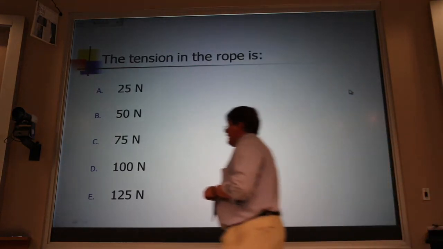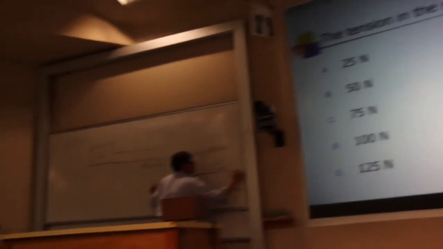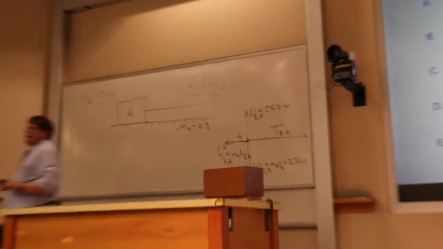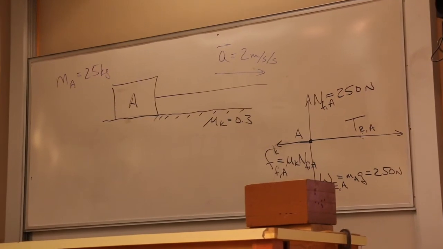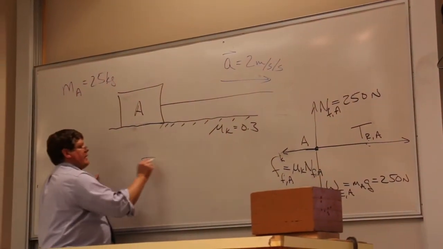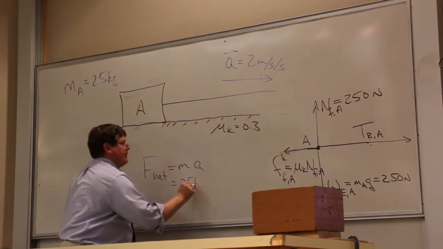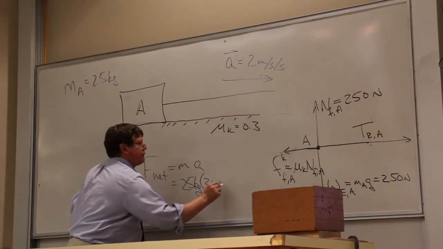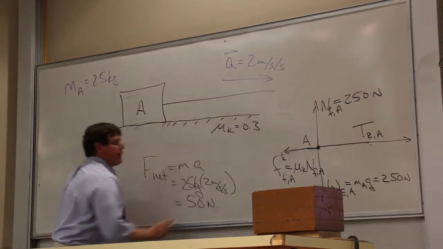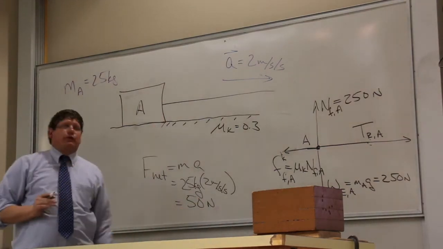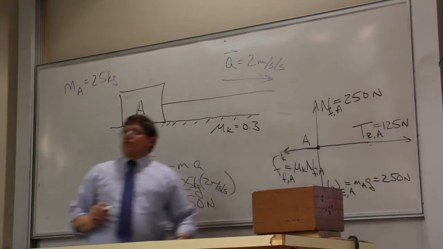Now, this diagram has to accelerate to the right. That means I need more force to the right than to the left. That means that the tension force has to be bigger than 75. How much bigger? How big is the net force? That's given by Newton's second law, F net equals ma. I'm taking 25 kilograms and accelerating it with 2 meters per second squared to the right. I need a net force of 50 newtons to the right, meaning I need 50 more newtons to the right than I've got to the left, and 125 is 50 bigger than 75.